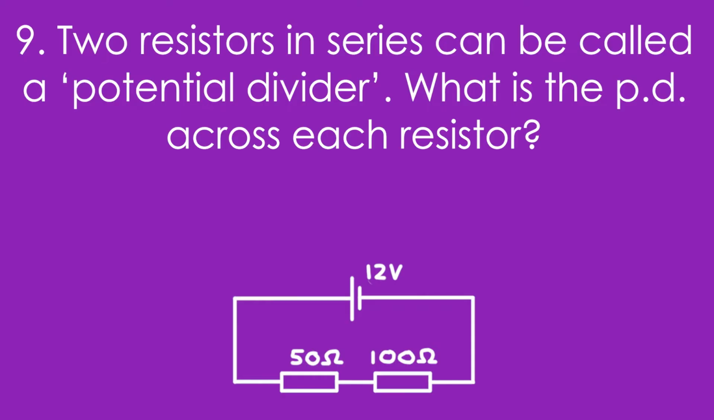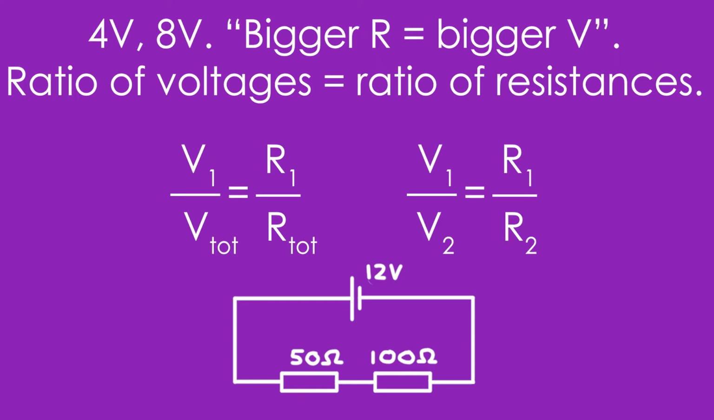9. Two resistors in series can be called a potential divider. What is the PD across each resistor in this case? 4 volts across the 50 ohms and 8 volts across the 100 ohm resistor.